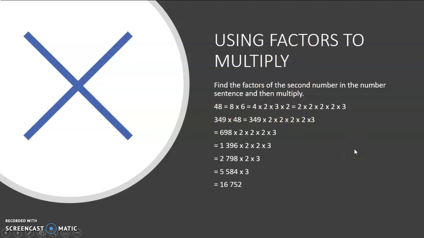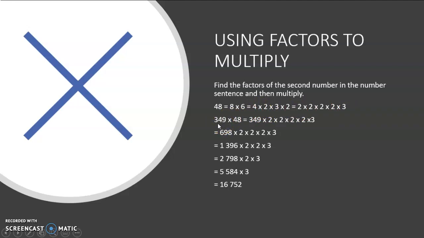Another method we can use is by breaking up into factors. Remember, a factor is a number that is able to divide into your number without a remainder. So 48 has 8 and 6 as factors, because 8 times 6 will give me 48, or 48 divided by 8 will give me 6. Now 8 can be broken up further into 4 times 2, and 6 can be broken up further into 3 times 2. And once again, 4 can be broken up into 2 times 2, and then I have these 2 still, there they are, and my 3.